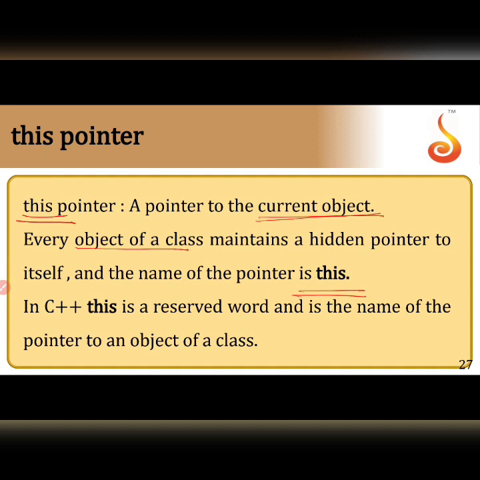So this is a reserved word and is the name of the pointer to an object of the class, which points to an object of the class is this, and this is a hidden pointer, that is, it is automatically created. You don't create this pointer, it is there, and this pointer points to the current object of the class. Please have a look. It's a 1 marker question. They can ask you this pointer.